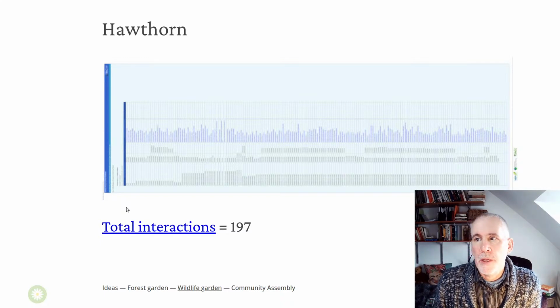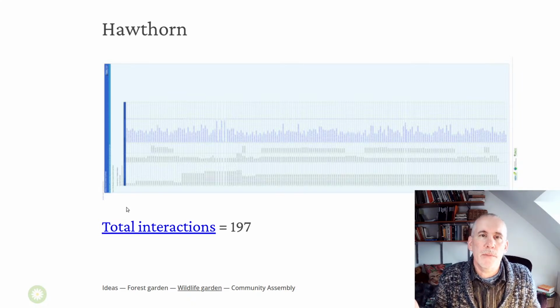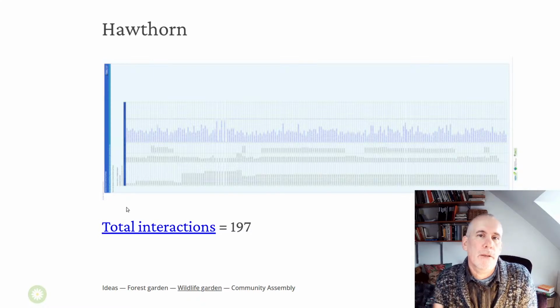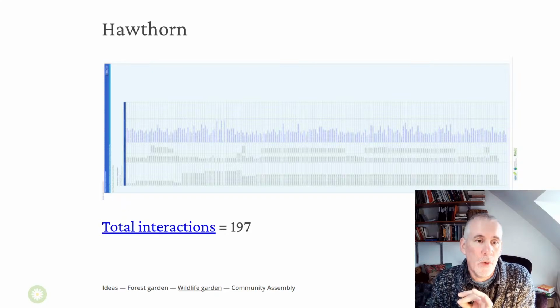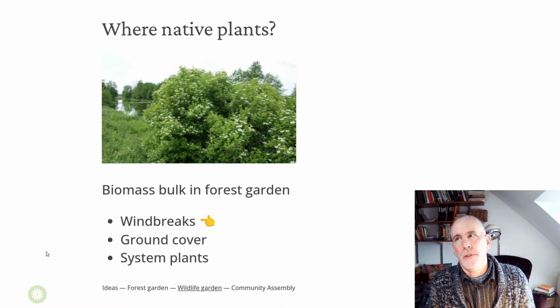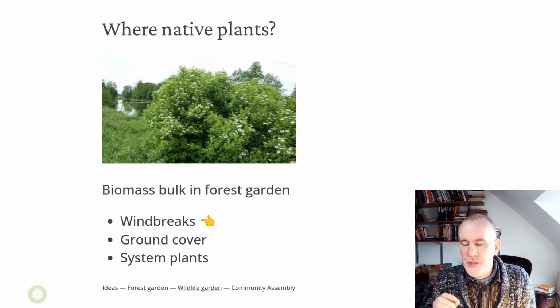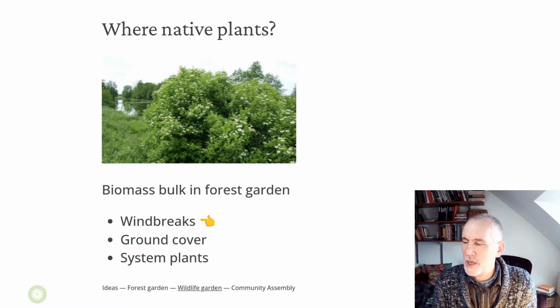So hawthorns are brilliant for wildlife, and Japanese maples aren't so brilliant for wildlife. Not to say that wildlife won't nest in a Japanese maple, or that they don't look pretty, but they don't support the number of invertebrates. So get hawthorn in there where you can. So where do you put the native plants? I think this is a really exciting area.